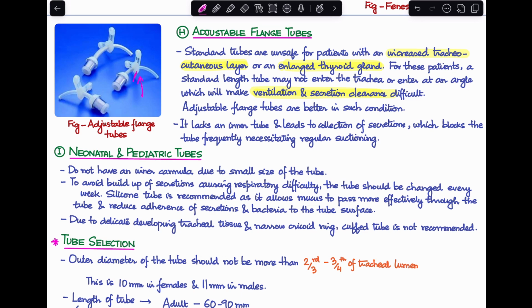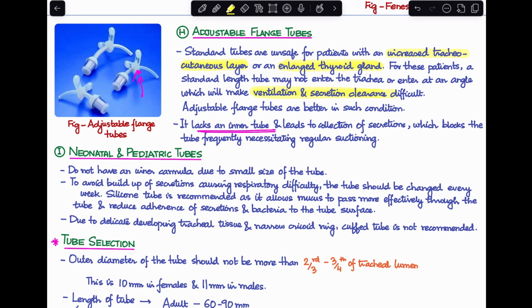We can adjust this flange and determine the length of the tube. These would be better. But it's important to know that these tubes usually lack an inner tube, and therefore they lead to a lot of collection of secretions, which can end up blocking the tube. Therefore, you should do regular suctioning of these tubes. So, this is about the adjustable flange tubes, also known as extended length tubes.